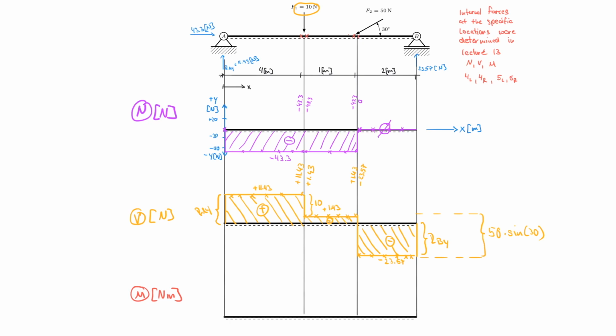The first value that we found was what? 45.72 if I'm not mistaken. So we found here plus 45.72. We also found here plus 45.72. And then on the other side we found 47.15. So plus 47.15 and then plus 47.15.